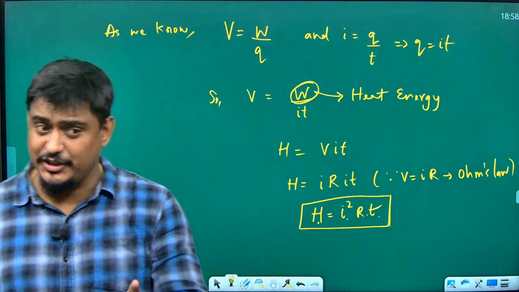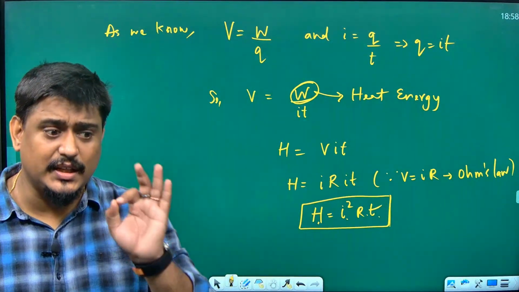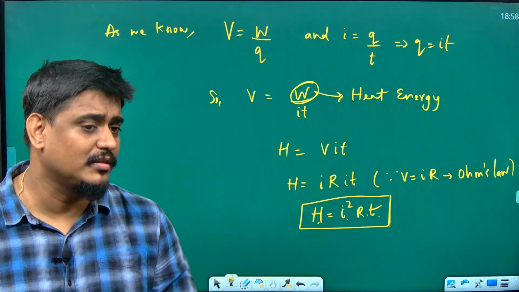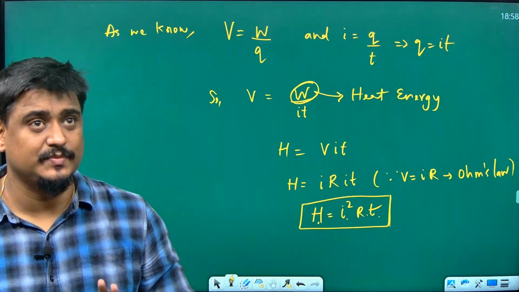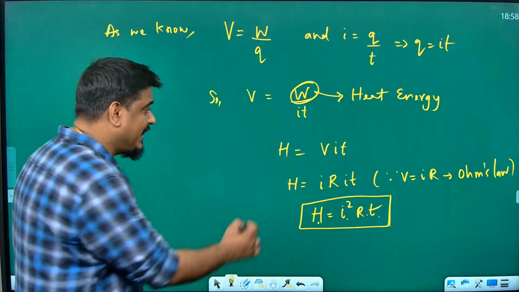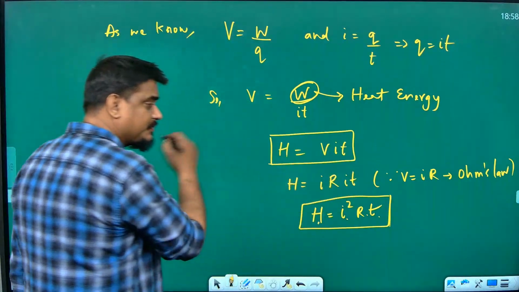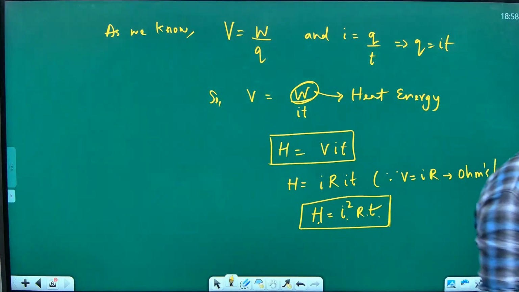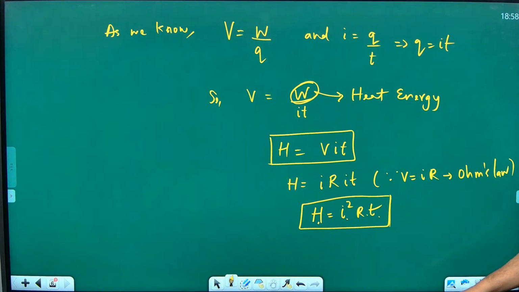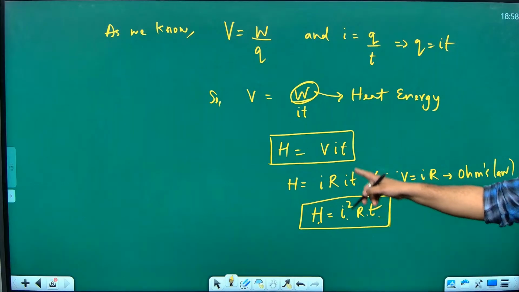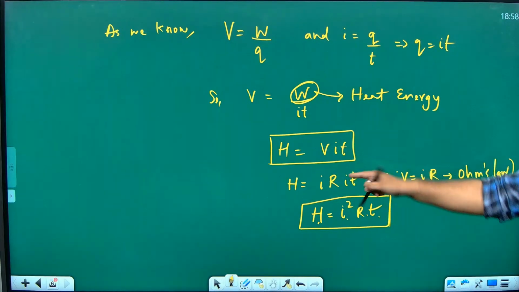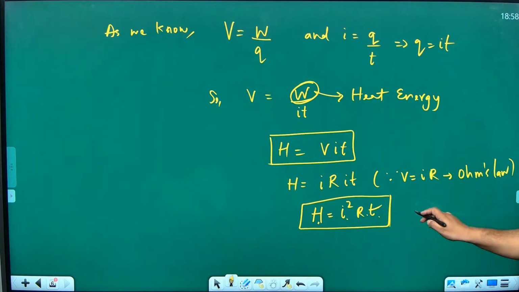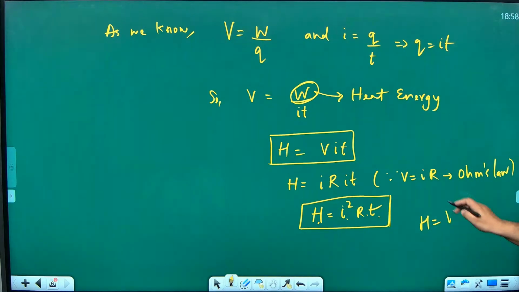Now please pay attention. There are three formulas possible for heat energy. One formula is H is equal to VIT. One formula is H is equal to I square RT. Another formula is possible. Instead of I, I can write V by R. So don't you think we can also write H is equal to V, instead of I am writing V by R, it will become V square T by R. Possible, right?